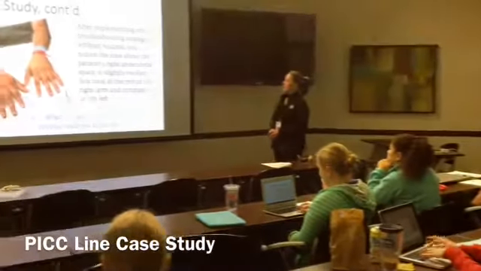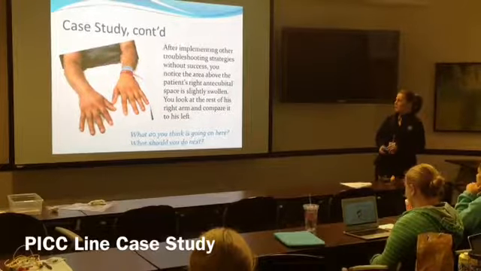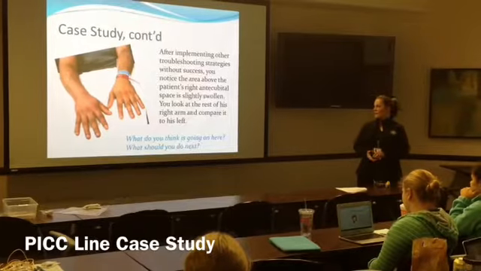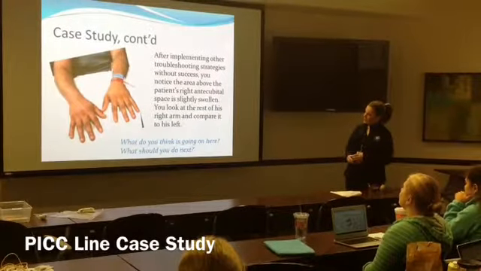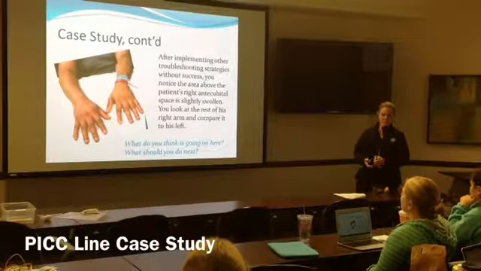All right. After implementing other troubleshooting strategies without success, you notice the area above the patient's right antecubital space is slightly swollen. You look at the rest of his right arm and compare it to his left. And I've got a little picture there. So what do you think is going on here?